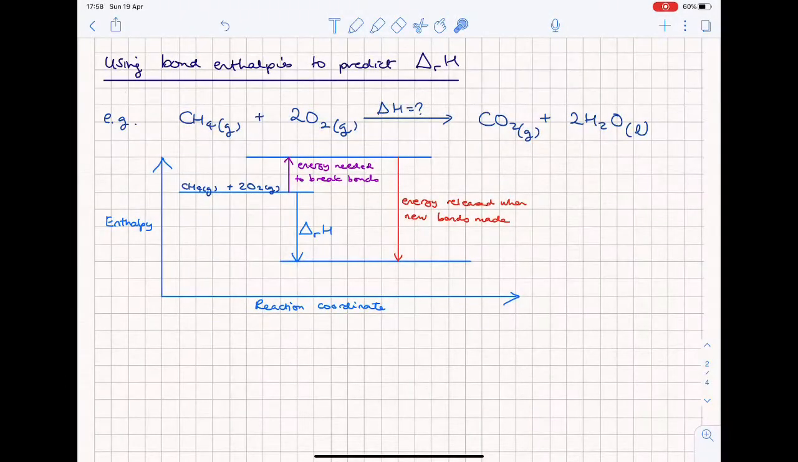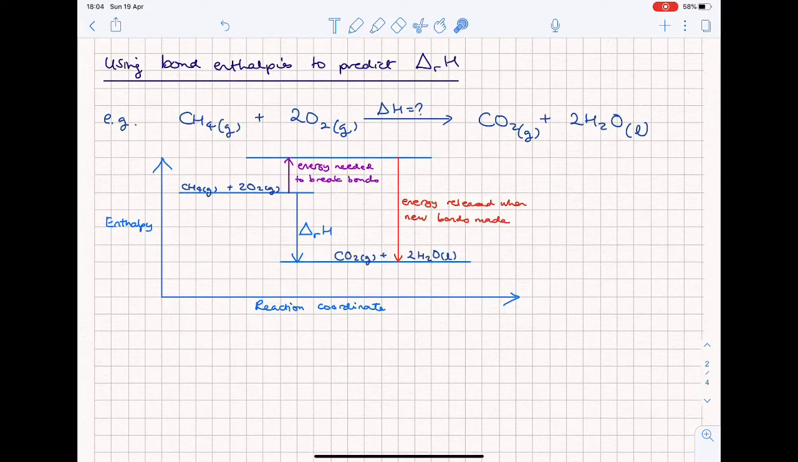So now we know what bond dissociation enthalpies are and what mean bond enthalpies are. We're going to see how we can use bond dissociation enthalpies to work out the enthalpy change of a reaction. I'm going to use an enthalpy profile diagram to explain how we're going to do this. So in any reaction, we have reactants converting to products.